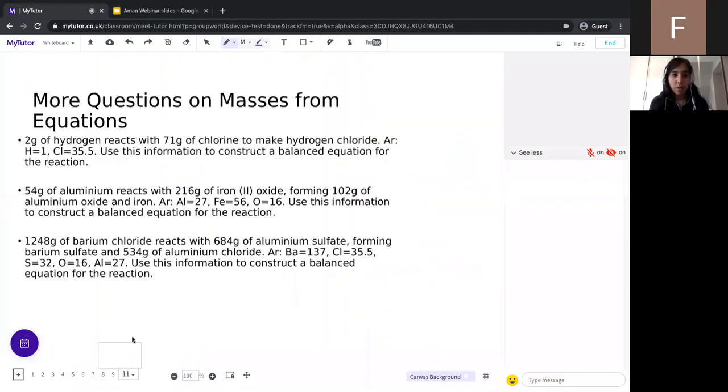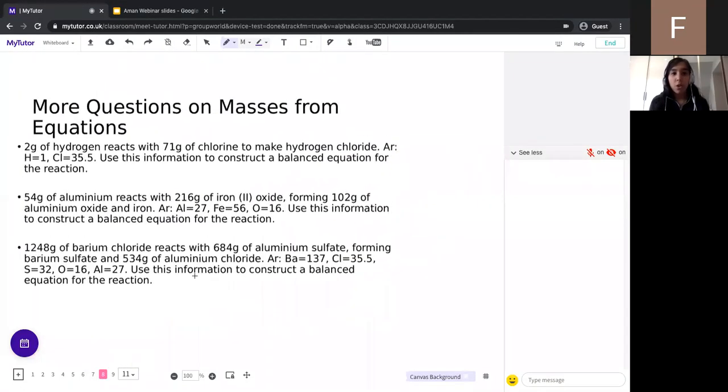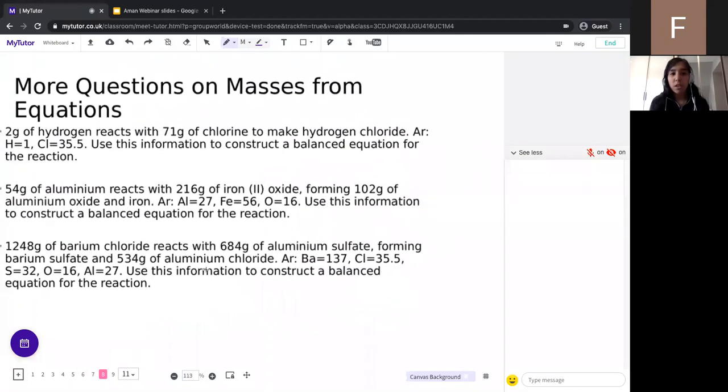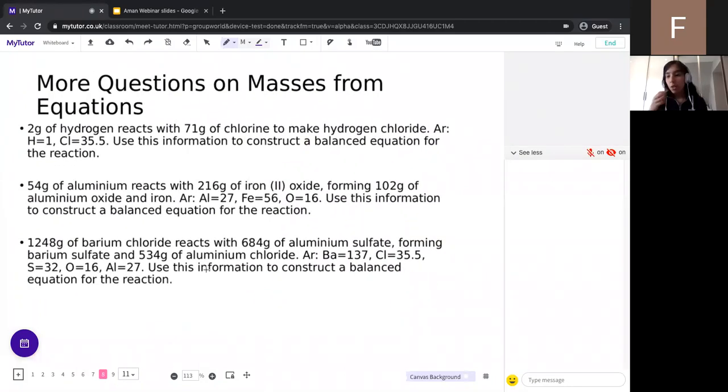Yep, that's absolutely fine. Okay, so I've got another question on masses from equations. So we started with this today. Let's do the first one then. 2 grams of hydrogen reacts with 71 grams of chlorine to make hydrogen chloride. Use this information to construct a balanced equation for the reaction. So 2 grams of hydrogen reacts with 71 grams of chlorine.